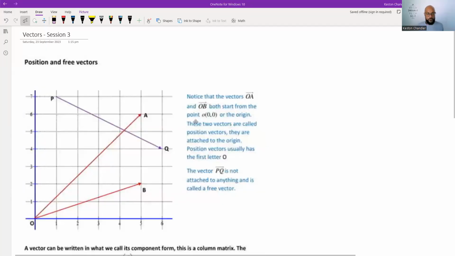So we're continuing with the vectors, as I was mentioning a little while ago. I didn't realize I didn't click on the record button.